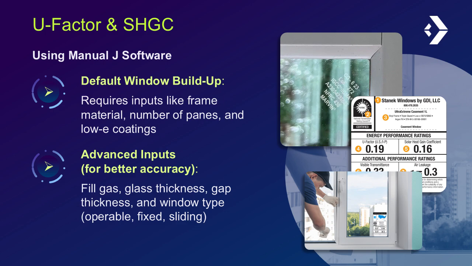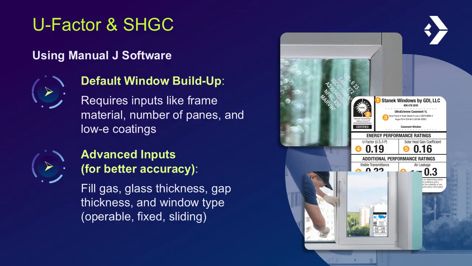To use the default build-up feature accurately, you'll need to collect data for at least the frame material, the number of panes, and if the window has low E coating. For other software, you can input the fill gas, the glass thickness, the window type (operable, fixed, sliding), and the gap thickness between the panes.